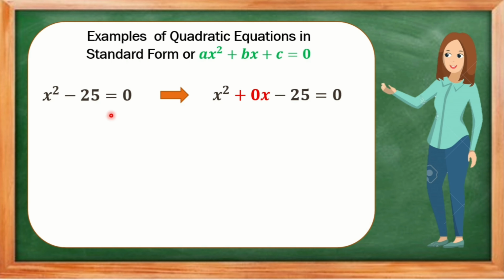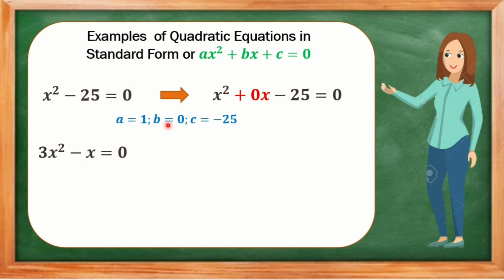Ang value ng a natin ay 1, ang b natin ay 0, ang c natin is negative 25. Hindi porket walang linear term kayong nakikita dito sa ating equation ay hindi nyo ilalagay ang value ng b. Ilalagay pa rin ito pero ito ay 0.